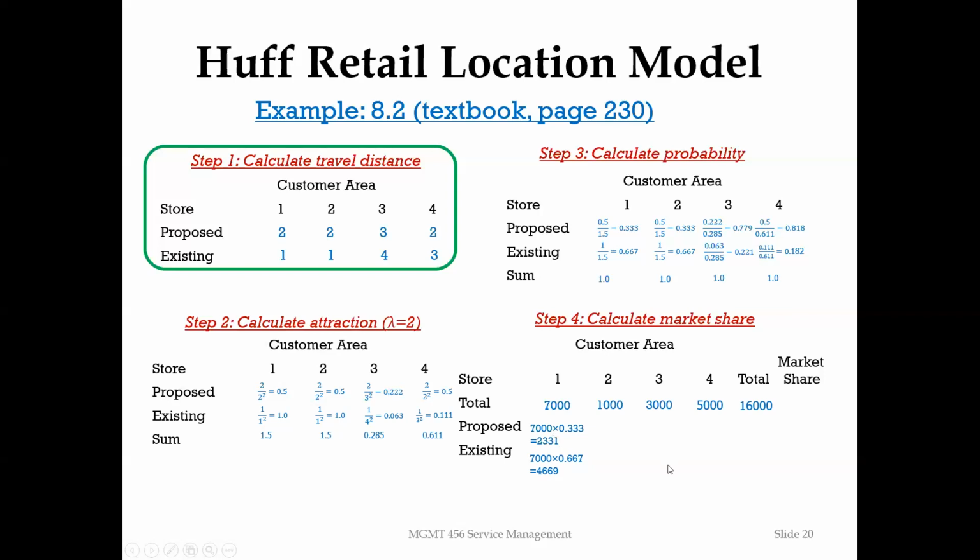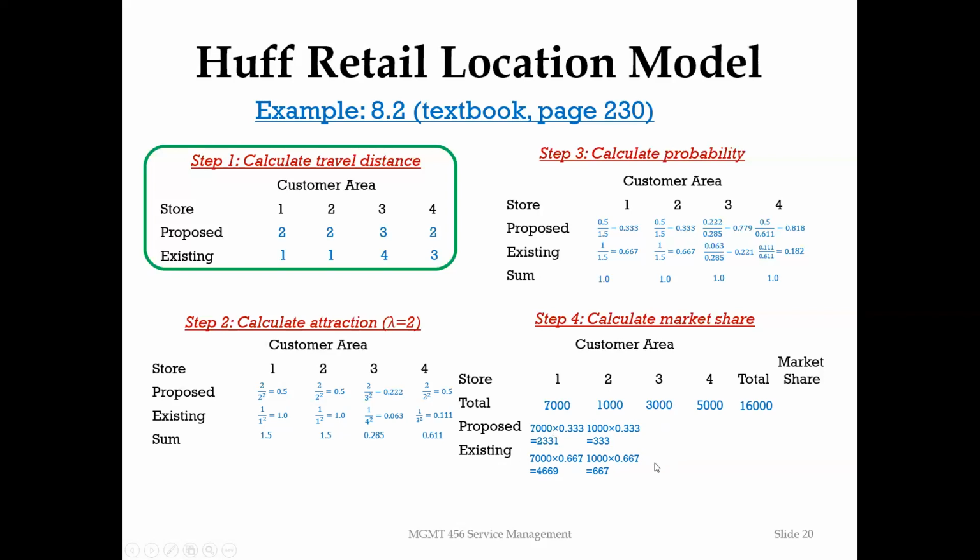Similarly, we can do this for customer area 2. So in total, people will spend $1,000. So how much of these $1,000 will be spent in the proposed store? Which is 0.333. So we do 1,000 times 0.333. So you get $333 will be spent in the proposed store. And also, how much of these $1,000 will be spent in the existing store? So it'll be 1,000 times the corresponding percentage, which is 0.667. So you have $667 will be spent in the existing store.